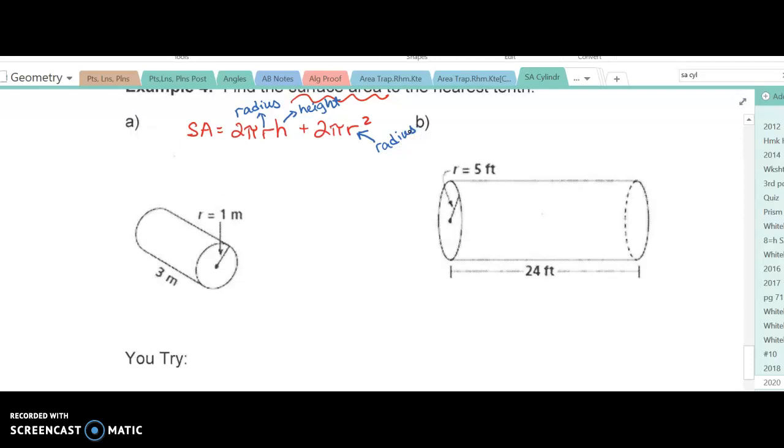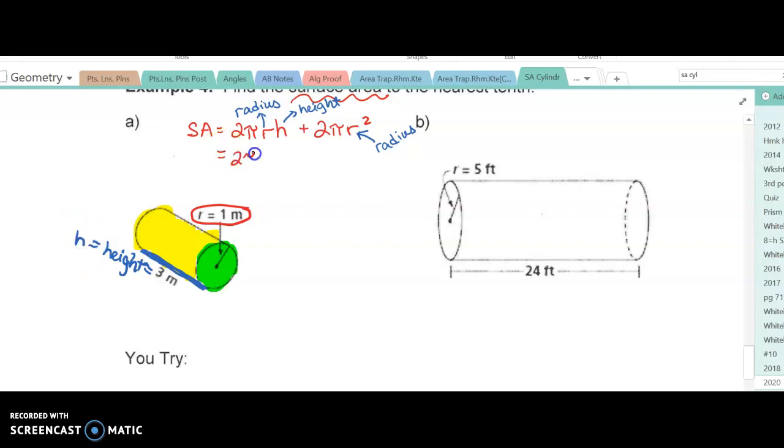So let's start with our picture here in part A. First thing we want to do is identify the r, the h, and what's even the base. So here we have the paper towel roll, and then here we have the circle base. They tell us in this problem that r equals 1. Since this is laying on its side, our height is actually this 3 meters, the distance between the circles.